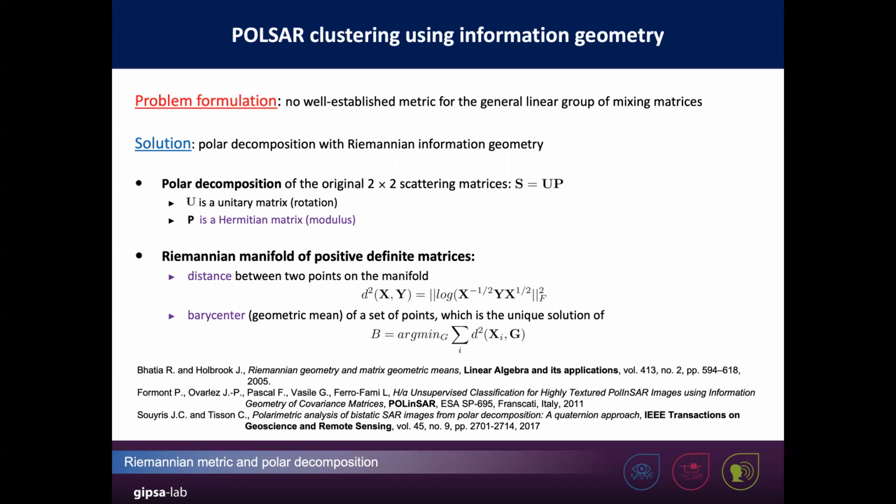And in our case, the matrix is full rank due to the noise, thermal noise and speckle noise, which are present in the data. So this matrix will always be invertible.